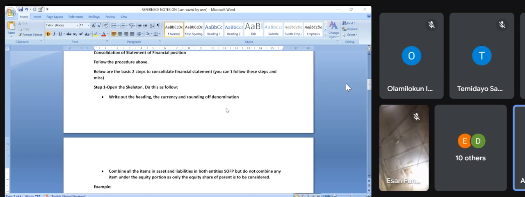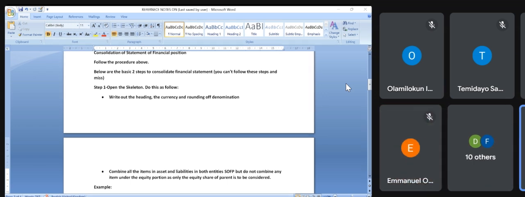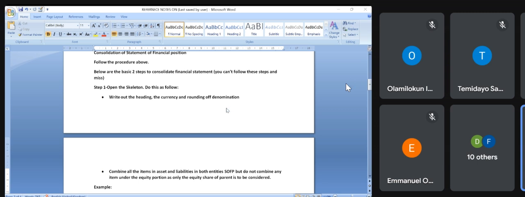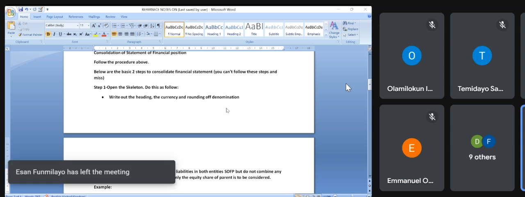You go to the next item under the asset there. If it is investment property, you write it down. Investment property, and the one in parent, you open bracket. If it's 10 that is in parent, you write 10. Plus, if it's 5 that is in subsidiary, you write 5. You open the bracket, don't close it. You go to the next asset, you do the same thing until you finish the whole asset from non-current to the current assets. Is that taken? That is how to open the skeleton.